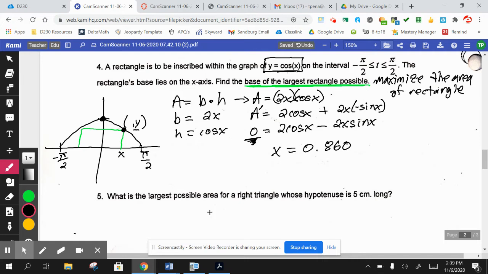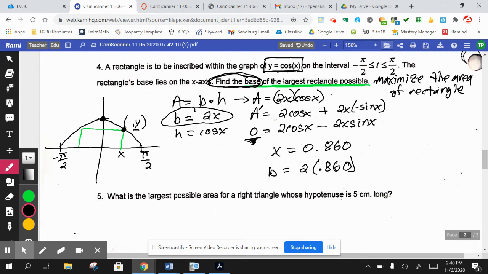In this case, we need a little bit more work though. The question is asking you to find the base. Our base is twice the x value. So our answer is really 2 times that 0.860. All right, that would be our answer, whatever that is.